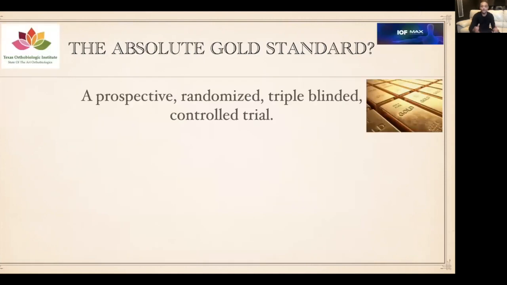So what is the absolute gold standard for evidence? Well, I would say that that's a prospective, randomized, triple-blinded controlled trial. So what triple-blinded means is that not only does the researcher not know the intervention that's being given, the patient doesn't know the intervention they're receiving, and the person that's evaluating the outcomes doesn't know which patient got which intervention. So that's triple-blinded. That would truly be the gold standard, where nobody really knows what's going on until it's decoded at the end of the study.